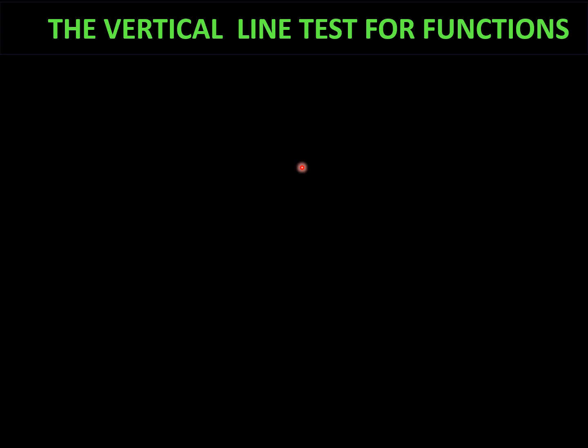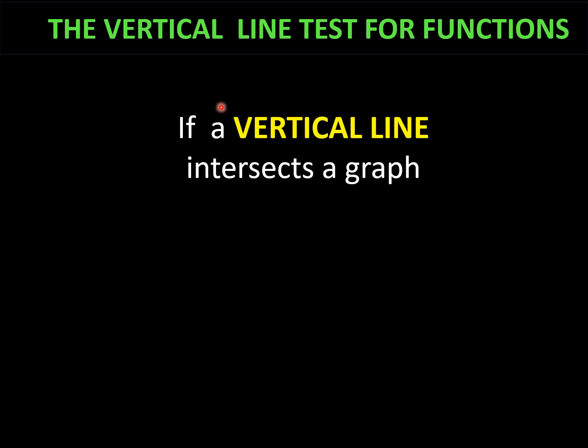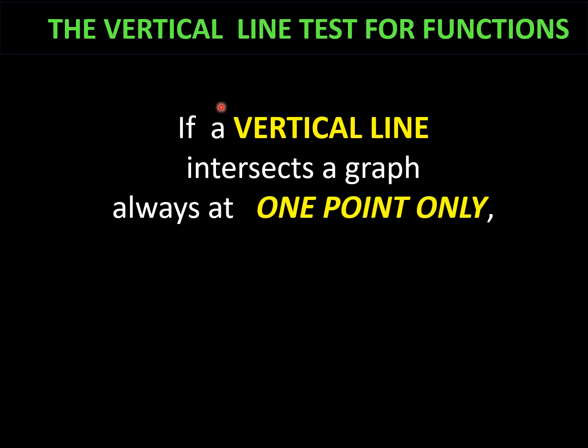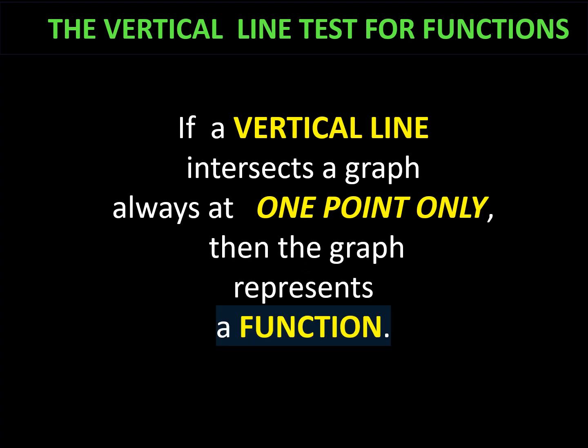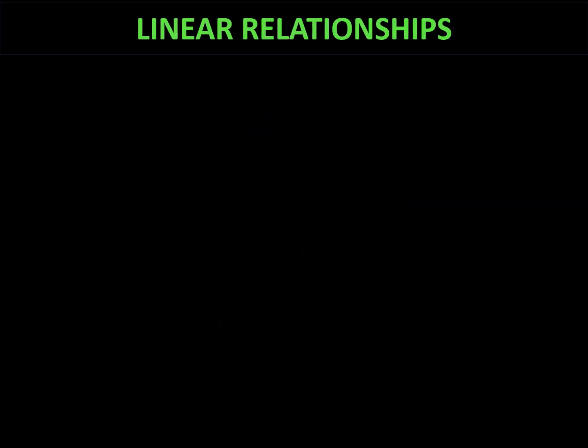Now, when we have graphs, we can actually use a test which is known as the vertical line test. In other words, we'll use a vertical line to test whether the graph would represent a function. Now, if the vertical line intersects a graph always at one point only, as I move the vertical line, every time it only cuts it at one place, then that graph would represent a function. So we're going to move the vertical line either from the left side to the right or from the right.